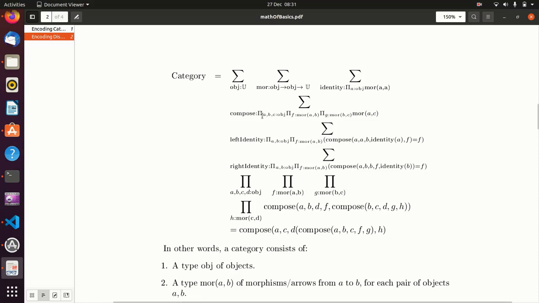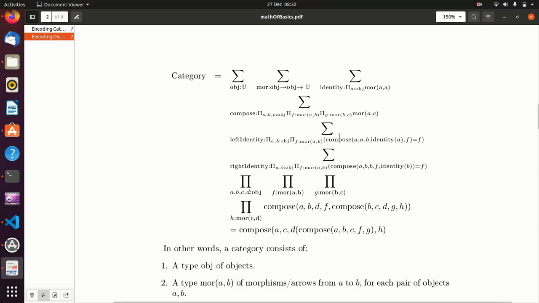So what we're saying is that for all objects A, B and C, and for all arrows F from A to B and G from B to C, we have a member of the collection of arrows from A to C, and that's the composition of F before G. And we also have this left identity thing, and what this is basically doing is proving that our identity arrows are indeed left identities. So in particular it's a proof that for any pair of objects A and B, and for any arrow F from A to B, if we compose the identity function of A before F, then we get F.